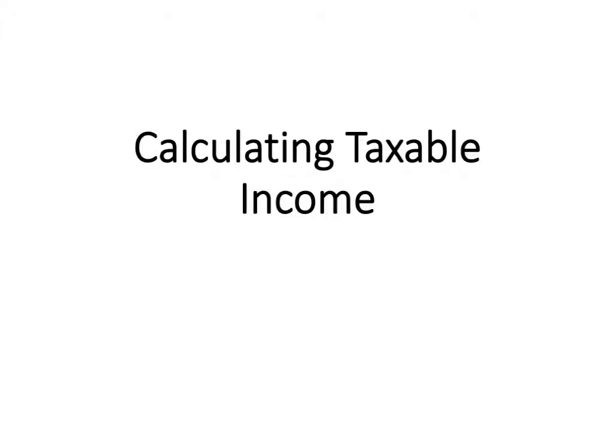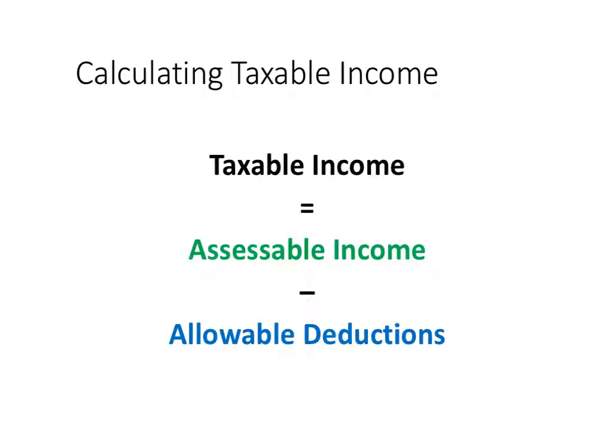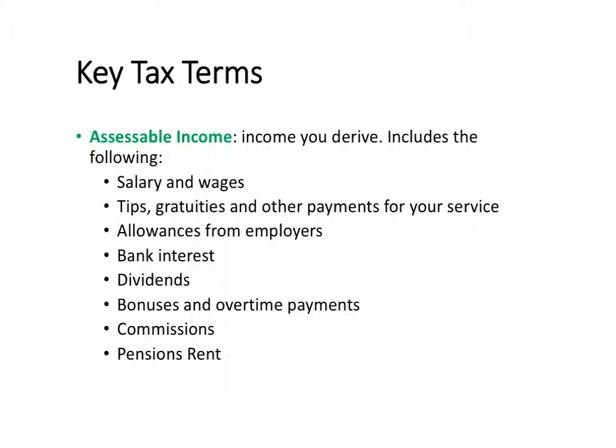In this video, we're going to have a look at how to calculate someone's taxable income. To calculate someone's taxable income, you first need to work out what is their assessable income. Once you've calculated their assessable income, you then calculate their allowable deductions. They are allowed to deduct from their assessable income and subtract allowable deductions from assessable income to calculate the taxable income.